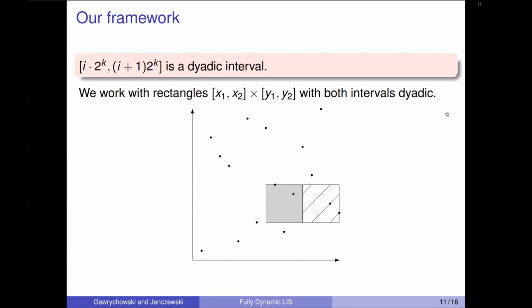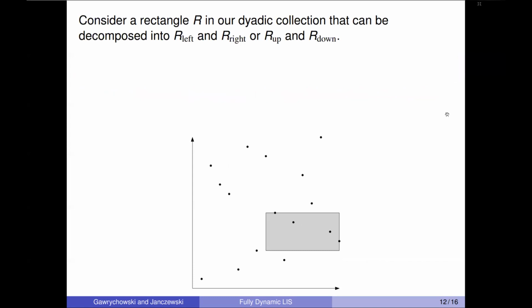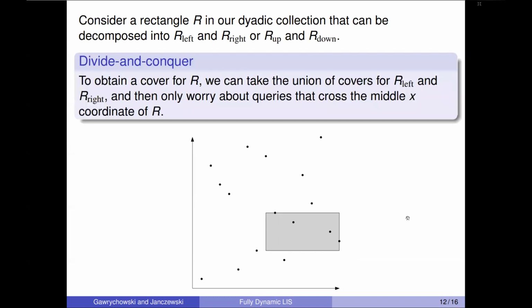We would like to compute covers starting from the smallest rectangles and going up. Okay, so let us consider some rectangle R in our decomposition. And let's say that we already have covers for its smaller parts, so for the left, right, upper, and lower rectangle. And now we want to compute some cover for this rectangle. So first thing we can notice is that we can take the union of covers from the left and right rectangle. Okay, and then by doing that, we are done with any subarray contained strictly in the left or right rectangle. Okay, by definition.